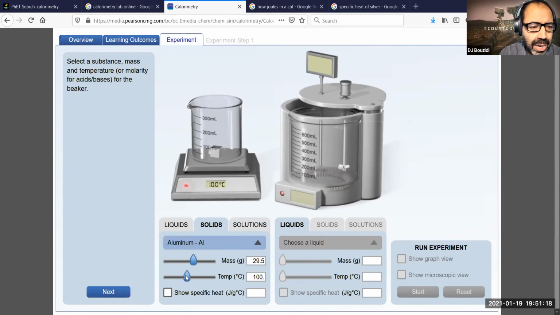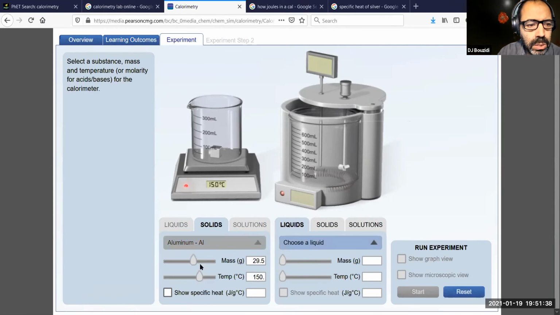The temperature has to be higher than 20 degrees. Doesn't matter what you want to pick, okay? As long as it's more than 20 degrees, you're fine. I pick up 150, you don't have to, you can do whatever temperature you like, okay? But you need to note these two numbers. You need to know the mass in your table, and you need to know the temperature in your table.